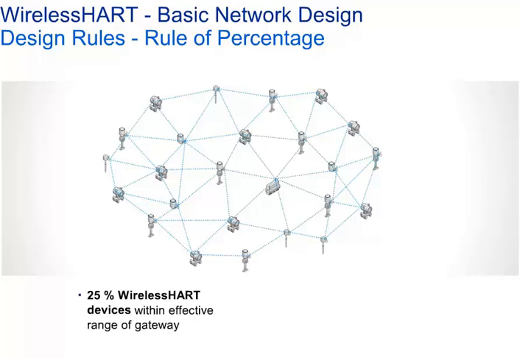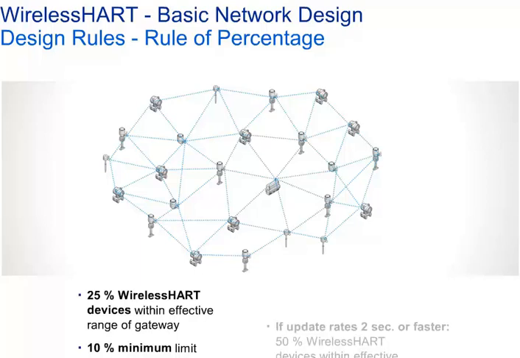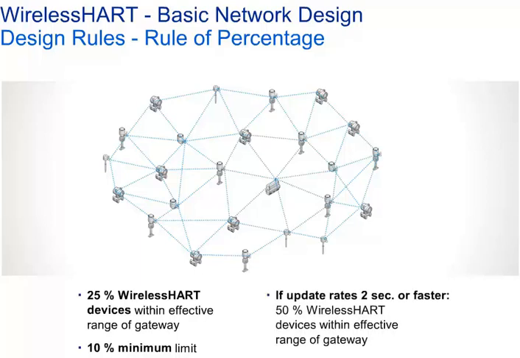WirelessHART networks can work with as little as 10%, and actual implementation may yield less than 25%, but experience shows this is a practical number. Networks with more than 20% of wireless devices with an update rate of 2 seconds or faster should increase the percentage of devices in direct connection with the gateway from 25% to 50%.